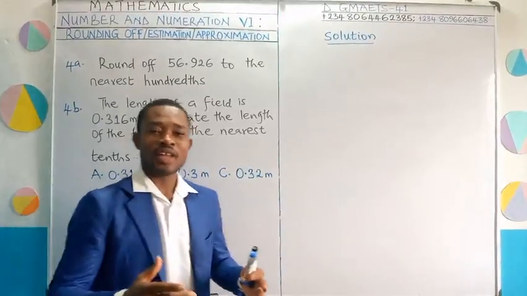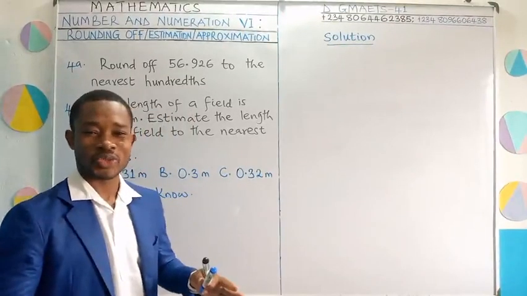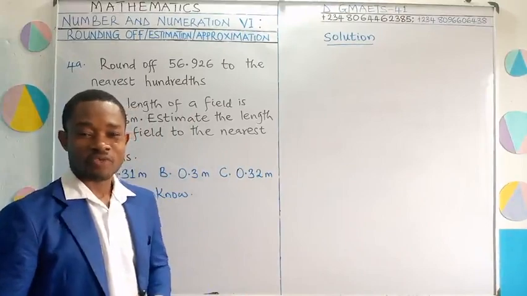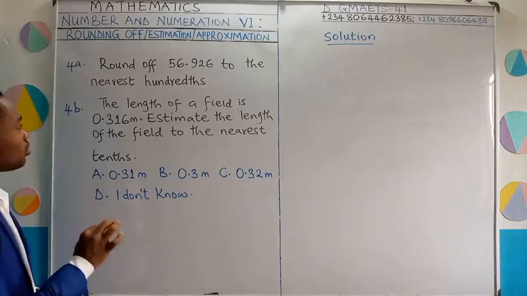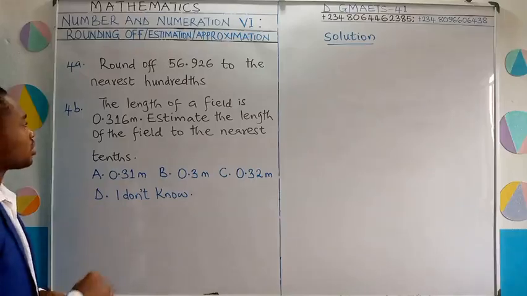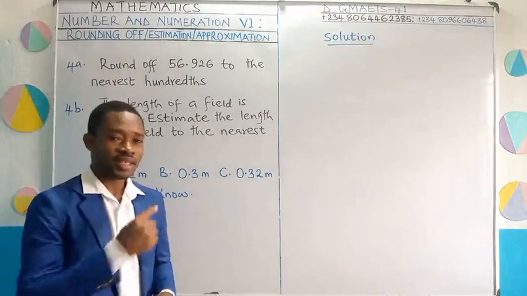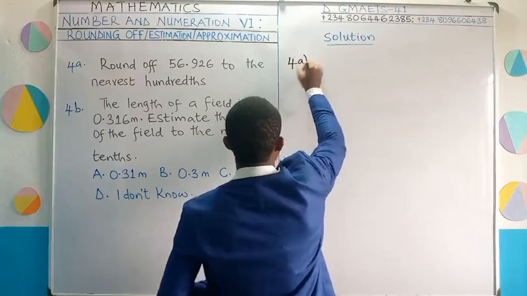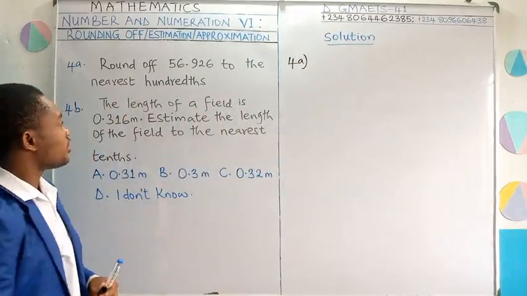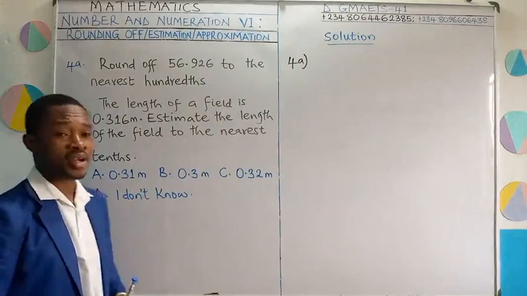And here, on the last section of our questions in rounding off, we have question number 4A and 4B. 4A says, round off 56.926 to the nearest hundredths. Let's solve question 4A first before we move on to 4B. We are rounding off 56.926 to the nearest hundredths.